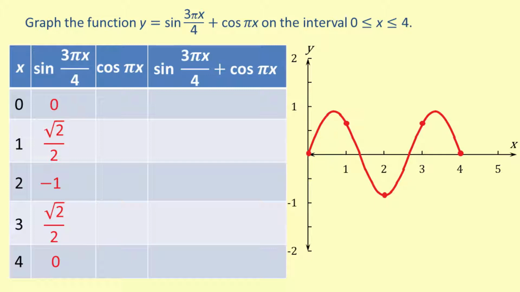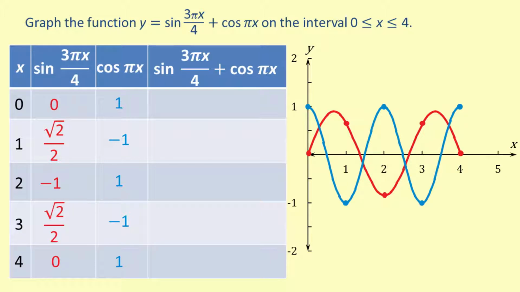Now, evaluate the function y equals cosine of pi x at each of the x values in the table. This time, we get 1, negative 1, 1, negative 1, and 1. Use these values to graph the function y equals cosine of pi x.